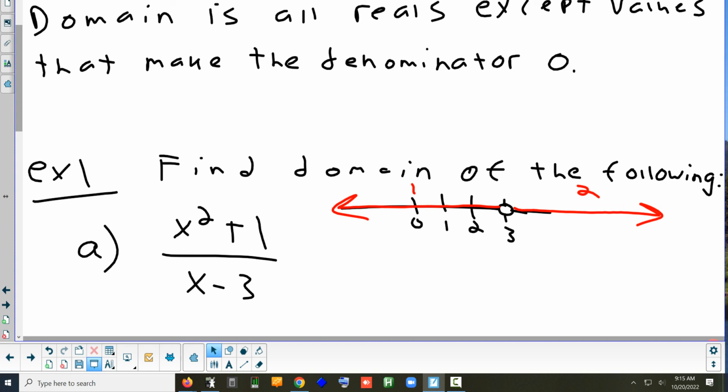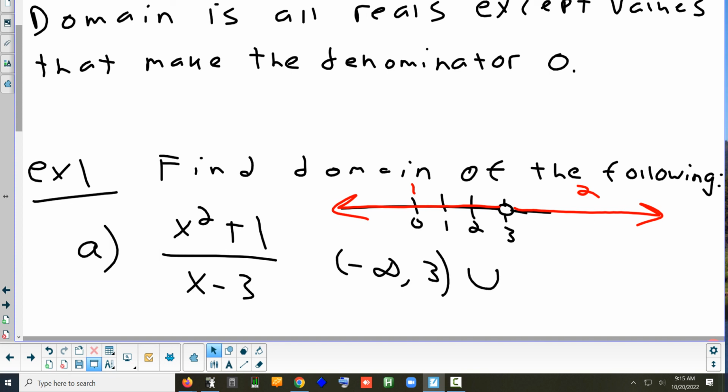Infinity can't be a low value. Infinity can be a high value. Negative. And what's the highest that that arrow on the left goes? Yep. Three. Including it or not including it? Not including. So we put a parenthesis, not including 3.